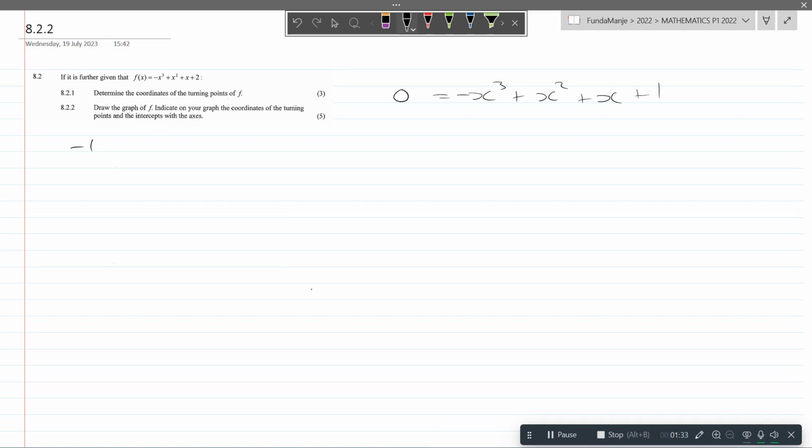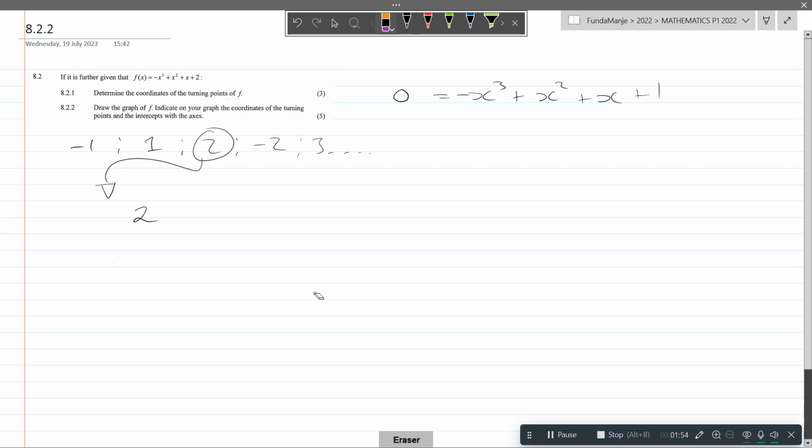So you can try very small values first. Try -1, then try 1, then try 2, then try -2, then try 3, then going on and on. If you do that, you'll find that 2 is actually a solution. So if 2 is a solution, that means we can do the following, kind of like division, but not really division. So this will help us identify the missing roots, if there are any.